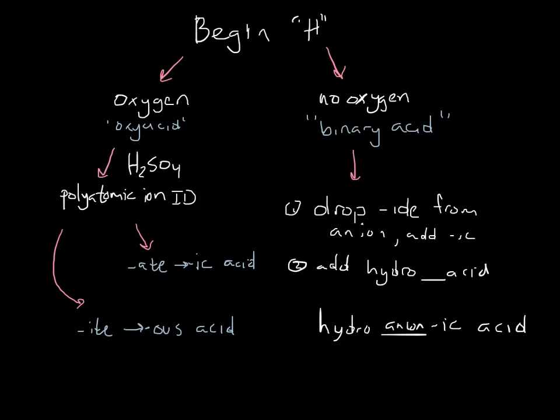The main difference between binary and oxy acids, if you're doing this backwards, if you're trying to come up with the formula based on the name, is that binary acids have hydro at the beginning, and oxy acids have no hydro at the beginning. So you never put a hydro on an oxy acid.